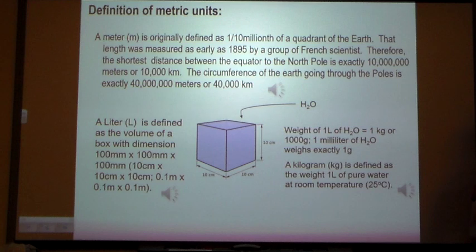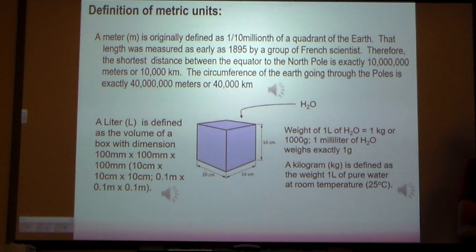So the meter comes from the circumference of the Earth. All right, so this is the definition of meter. After a meter is defined, scientists use the meter to create a volume unit. When you build a box with these dimensions, 100 millimeters or 10 centimeters or 0.1 meters, these three are actually equivalent. We'll talk about these in just a moment.